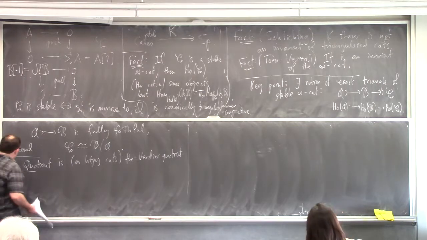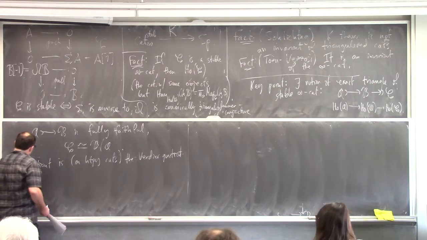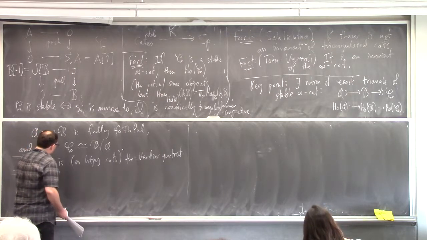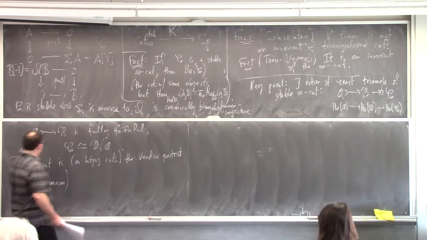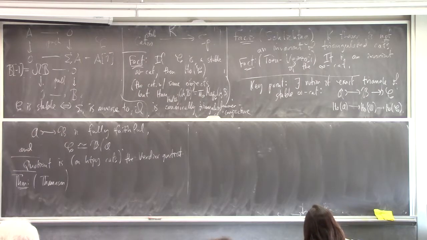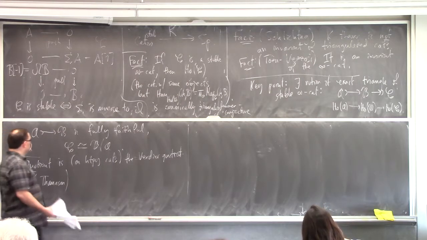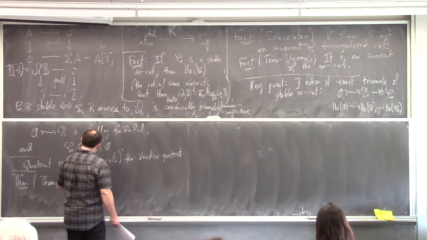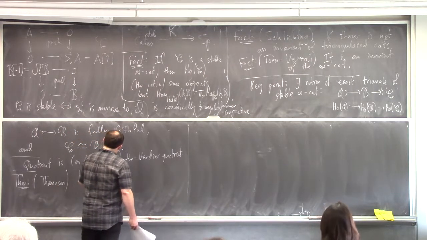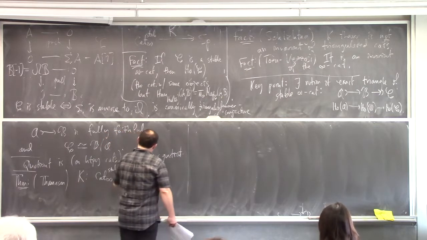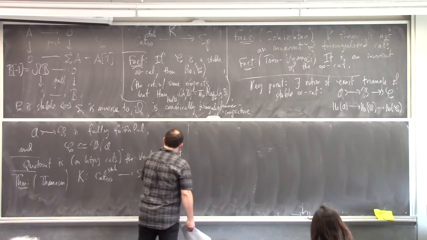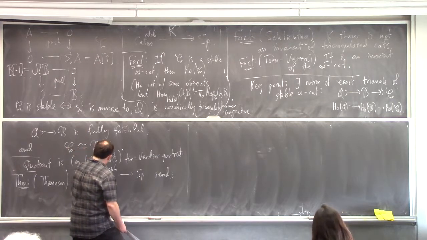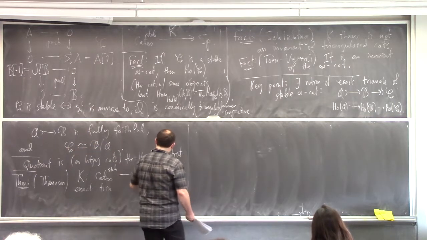And the theorem, which I guess I should attribute to Thomason, although he didn't quite state it in this generality, is that K-theory, as a functor from stable infinity categories to spectra, preserves exact triangles.